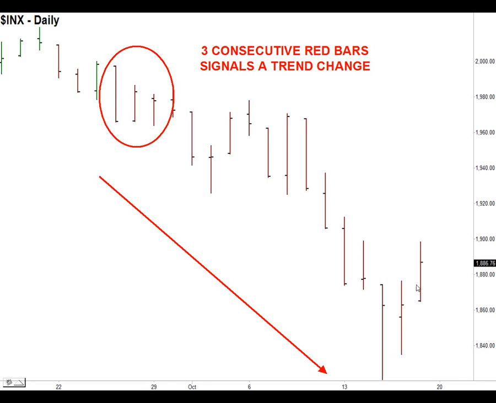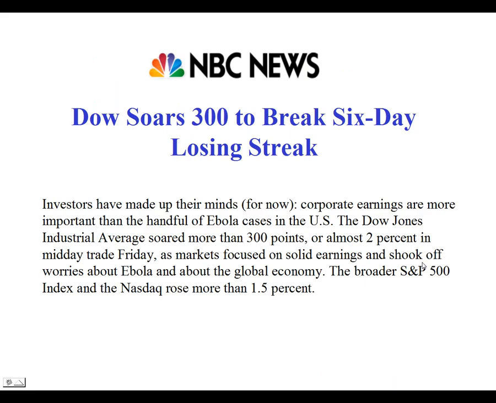In fact, we've bounced a couple of hundred points in the Dow as of yet, and so people are starting to think once again the worst is over. Now this is today's action, Friday the 17th. During the day, NBC News even came out saying Dow soars 300 to break 6-day losing streak. So investors have made up their minds for now. Corporate earnings are more important than the handful of Ebola cases in the U.S. So the Dow seems to have broken some type of losing streak.